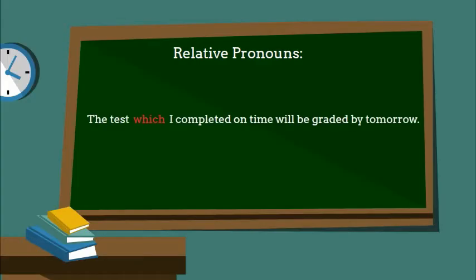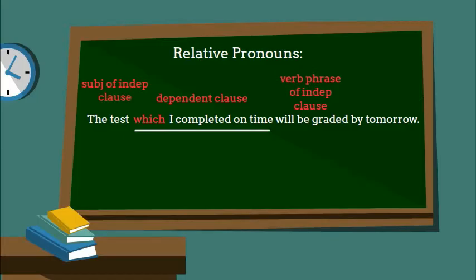Here's another example. The test, which I completed on time, will be graded by tomorrow. Which I completed on time is the dependent clause that comes between the subject and verb of the independent clause. Which is the relative pronoun of the dependent clause followed by the subject and verb I completed.